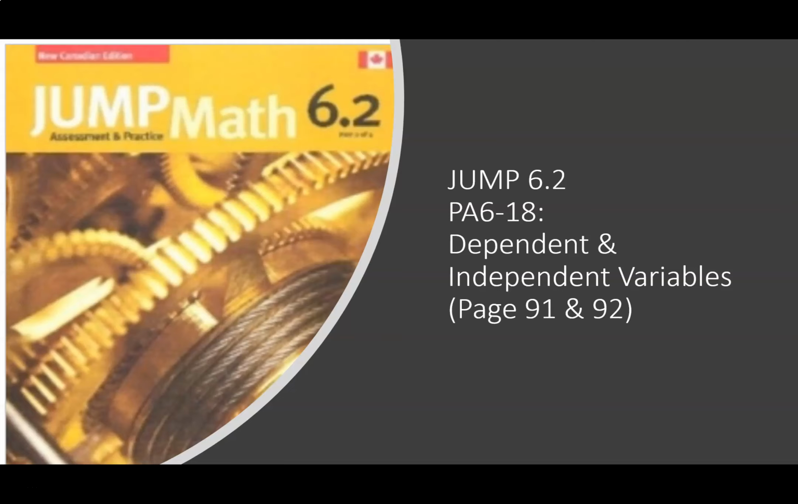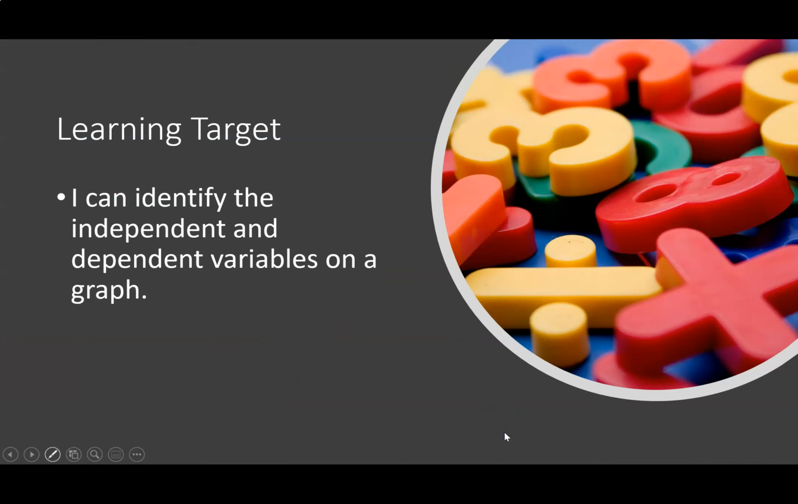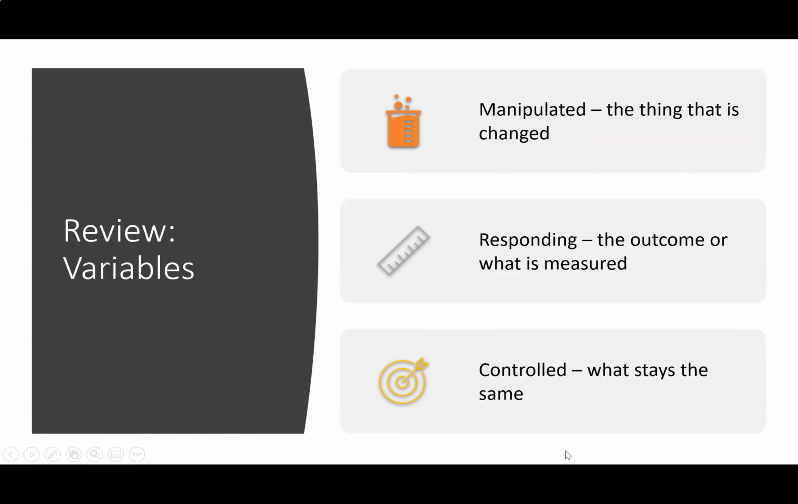You will be completing pages 91 and 92 in your Jump 6.2 book. Our learning target for today is I can identify the independent and dependent variables on a graph. Before we begin, I would like to review variables.